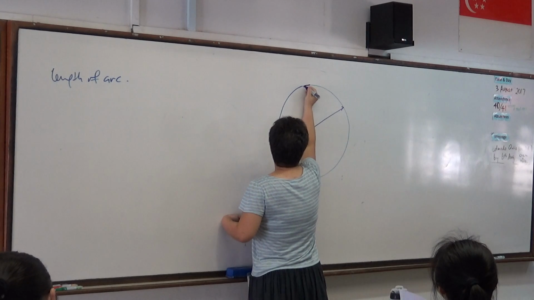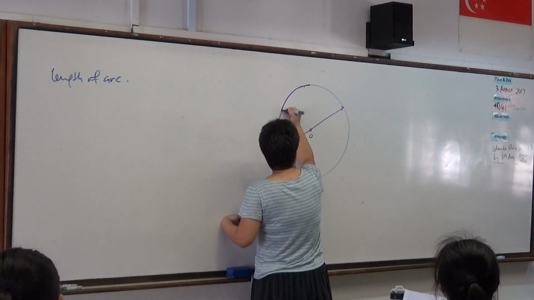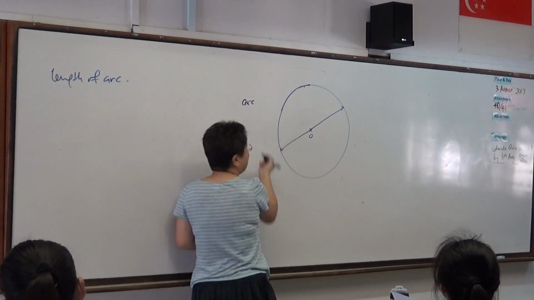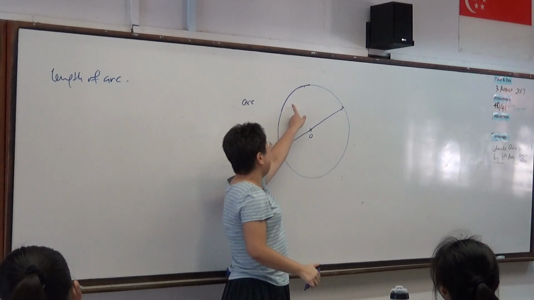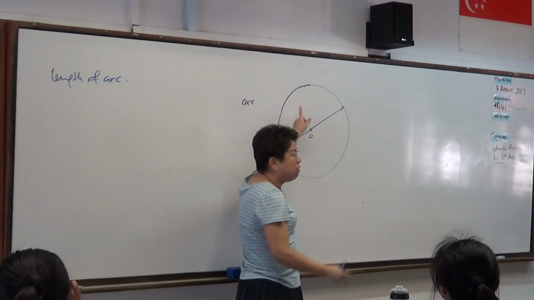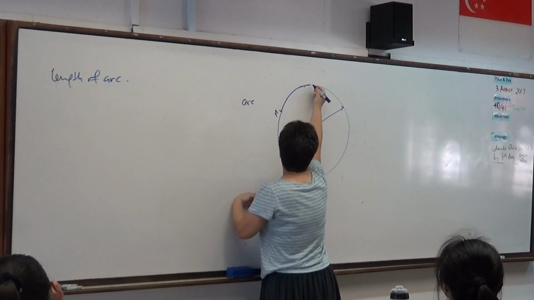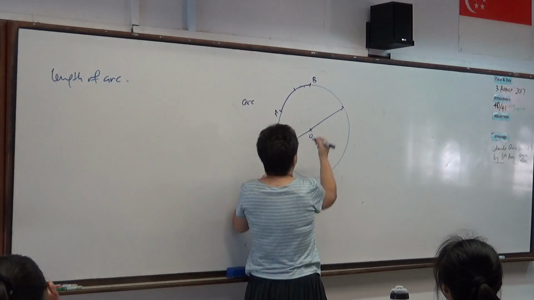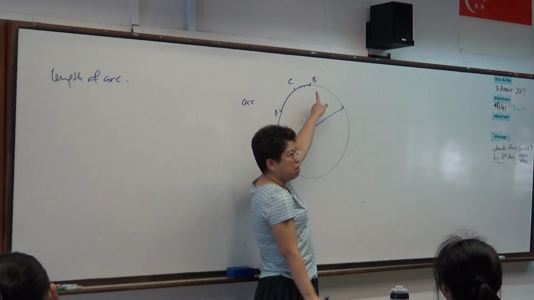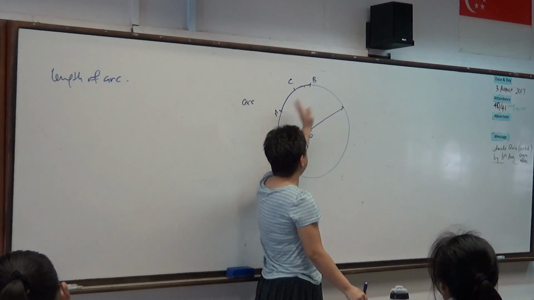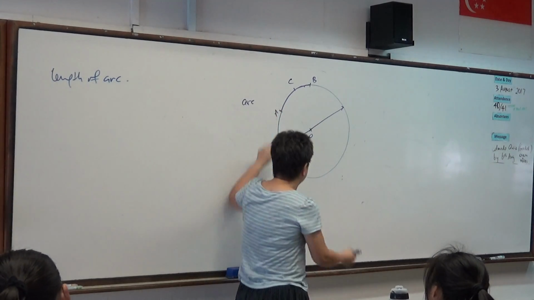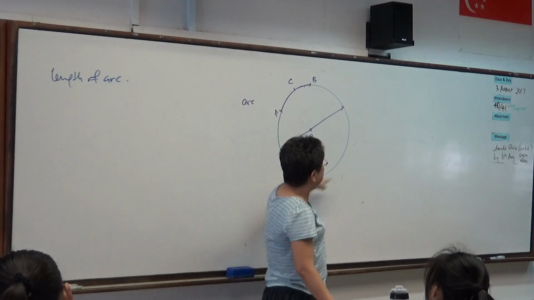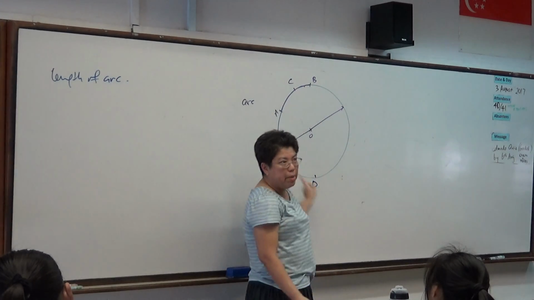Now, part of the circumference like that is called an arc. Arc is just part of the circle. This is called the minor arc. Usually we name an arc like this: this is called arc ACB. I cannot say AB because AB can be this way or that way. So this is called the minor arc. How about arc ADB? It's called the major arc.